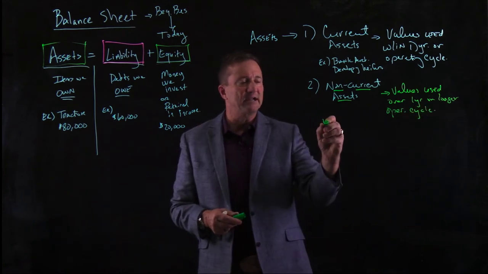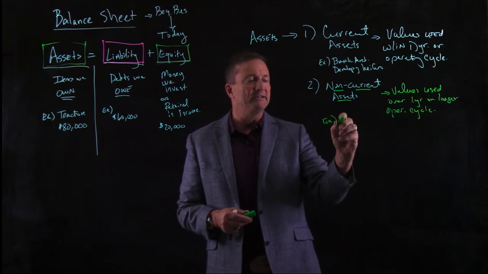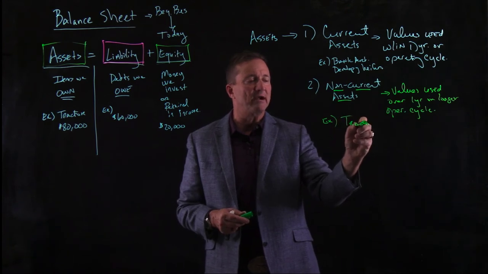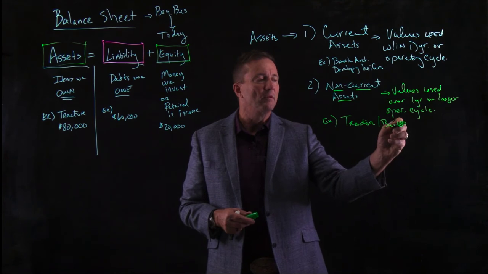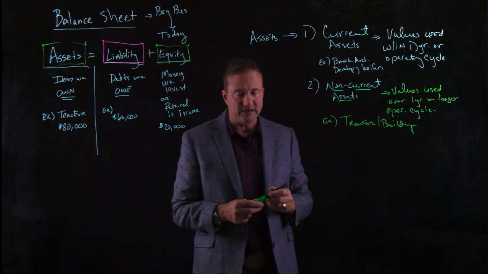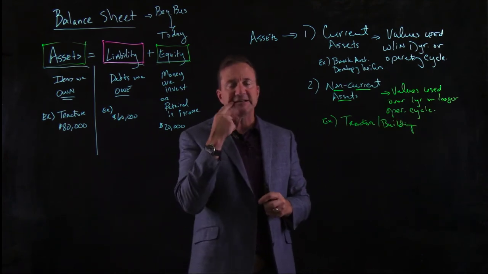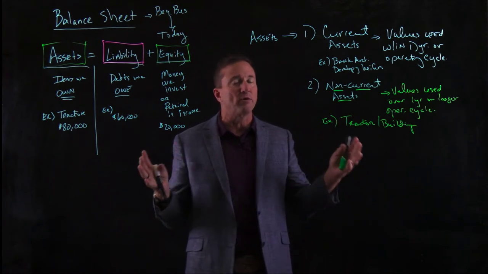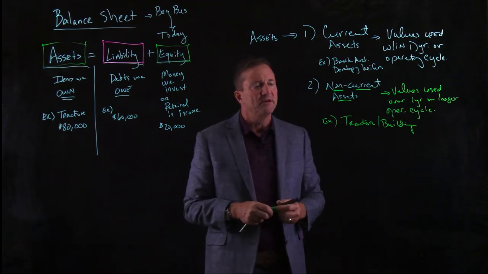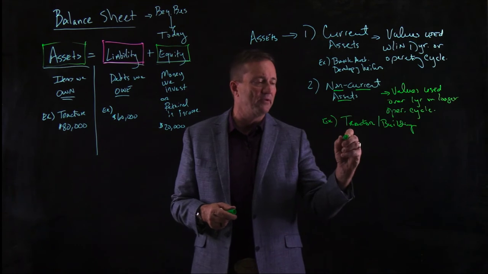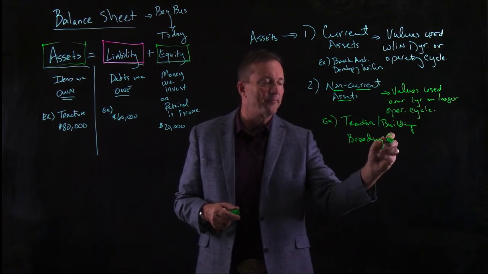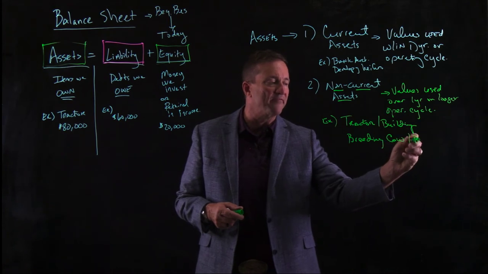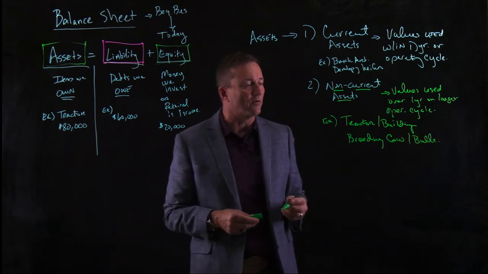So what's an example of these? Well, the easiest one to follow is a tractor or a building. These are examples of items that have value, and they are going to definitely last longer than 1 year or even an operating cycle. Another good example is a breeding cow, or you could have bulls that fit within this category.